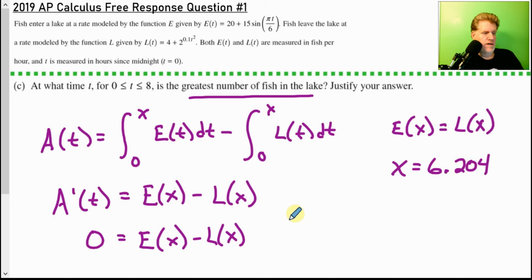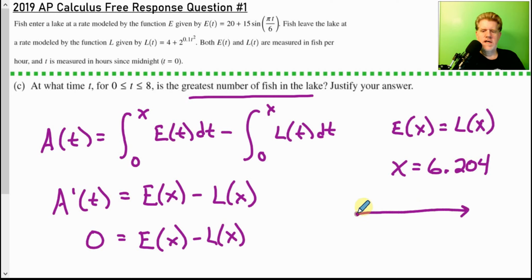in the morning. And we want to know the greatest number of fish. So there's two things we can do. I can prove to you that that's a maximum, and that would show it's the greatest number of fish. Or I can use the absolute maximum idea of testing the endpoint and seeing where I have the most fish. That's totally up to you. I like to do it this way.